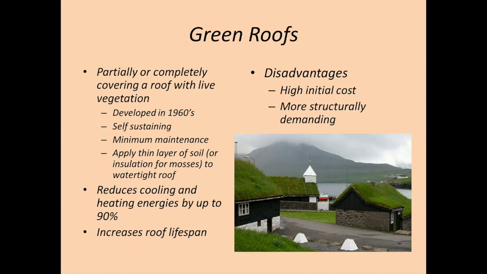One possible solution to this is green roofs. Green roofs are roofs that are partially covered with vegetation. They've been around since about 1960, and they're self-sustaining and require little maintenance. Essentially, a thin layer of soil is applied to a watertight roof. The important thing is that this can reduce cooling and heating energy use by up to 90% while increasing the lifespan of the roof. However, it's not all too good to be true. There are some disadvantages. They have an initial high cost, and the extra weight is structurally demanding.